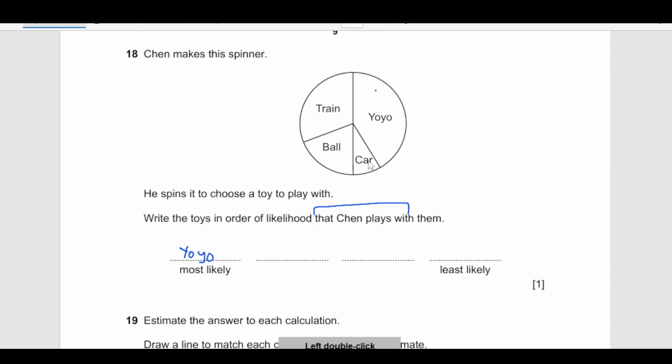Then we have number 1 is this one, second one is train. This has the smaller section than this one, then the least one is car. So, we will write this in order. Second one is going to be train, and then we have ball, then we have car, right.